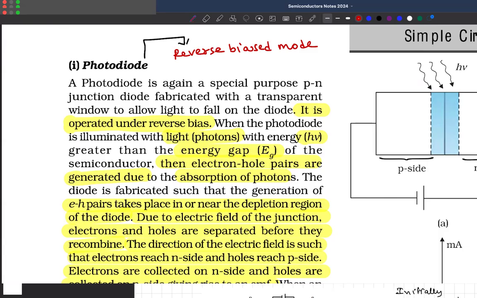You can say energy gap. This gap is called energy gap. So, photons whose energy is slightly greater than Eg is just sufficient.